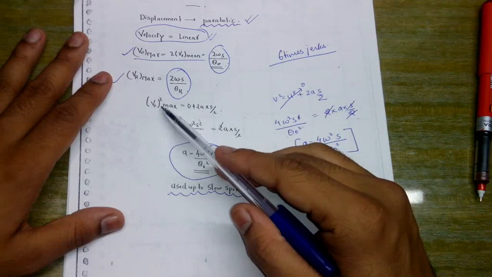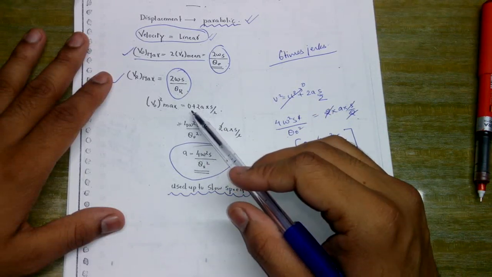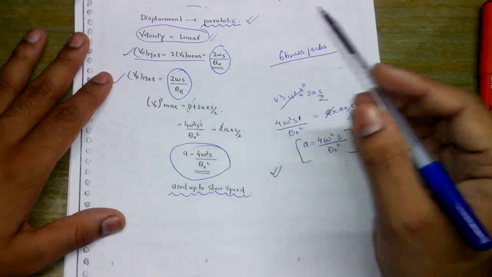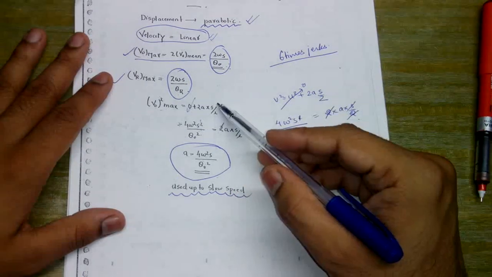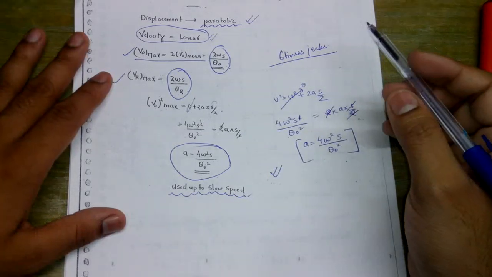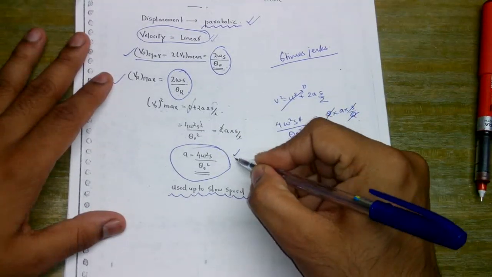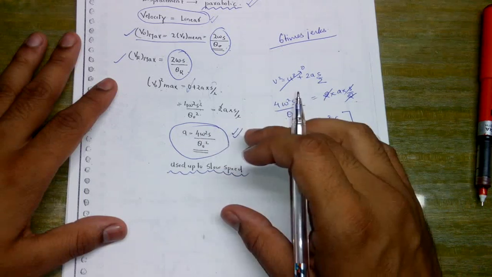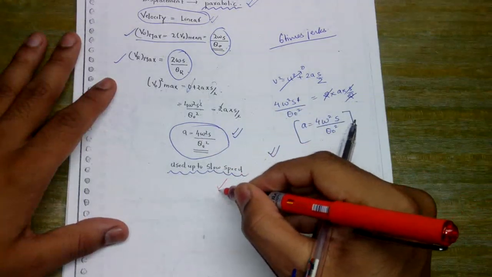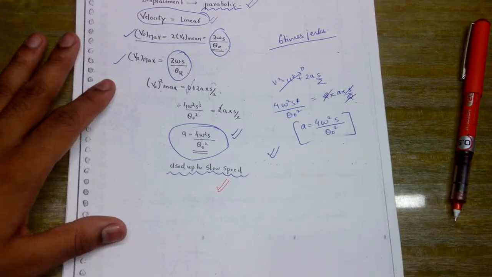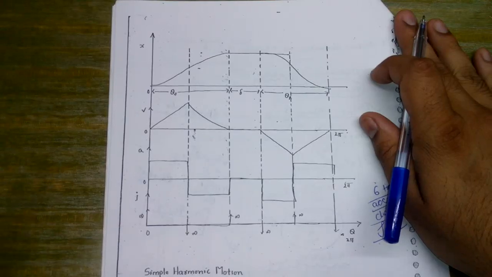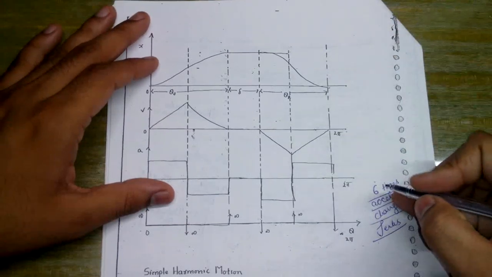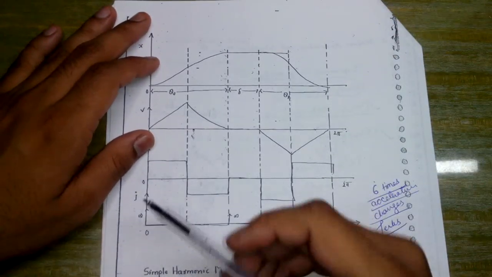If we use the equation v square is equal to u square plus 2as, where u is the initial velocity, which is 0, and the displacement is s by 2, then the acceleration becomes 4 omega square s upon theta naught square. This is also used up to slow speeds. This is the graph corresponding to the case, and here the acceleration is changing 6 times.